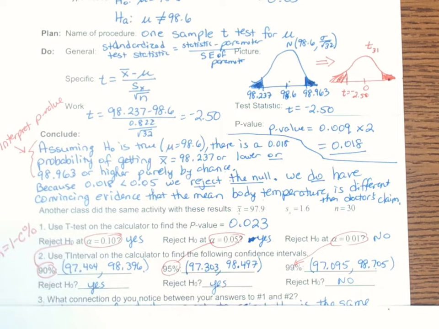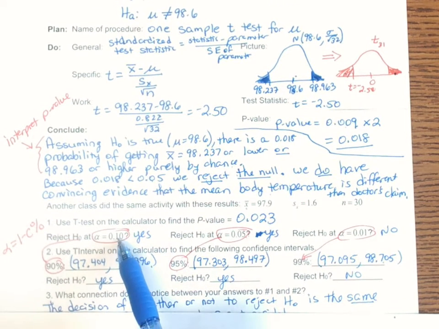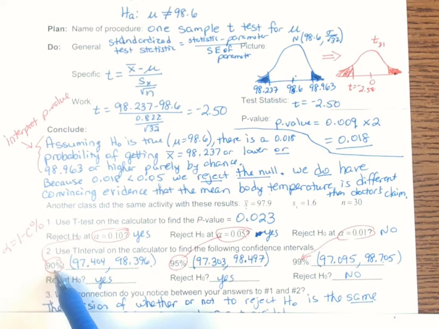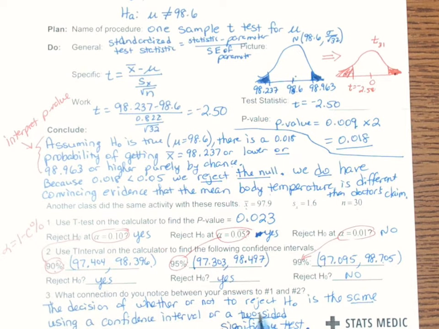a significance test. And what we should be noticing between these two values is that our alpha level is equal to 1 minus your confidence level. So the alpha level is 1 minus this. And what you should notice is the decision whether or not to reject the null is the same when you're using a confidence interval or a two-sided significance test. This is not true if it was a one-sided test.